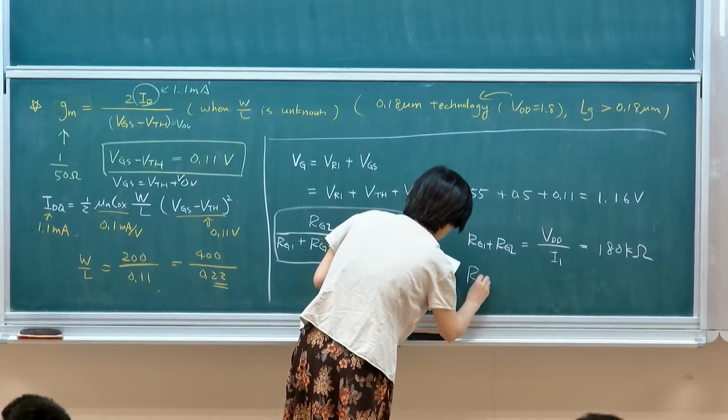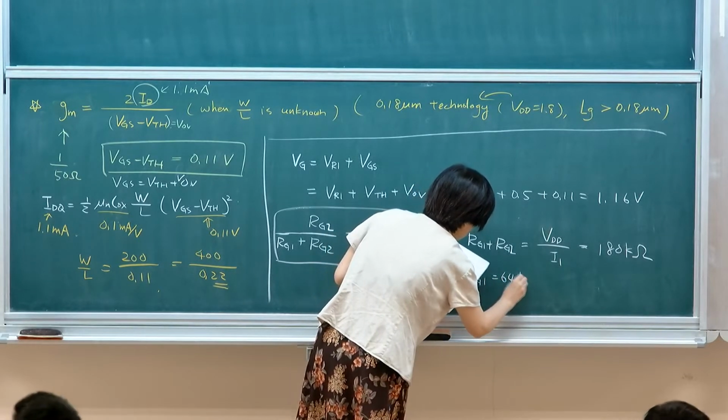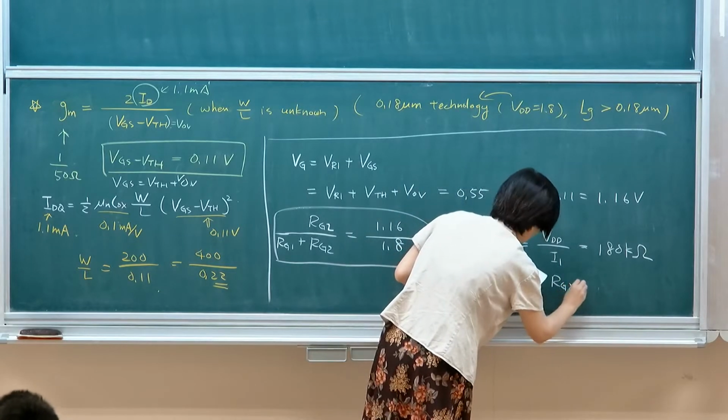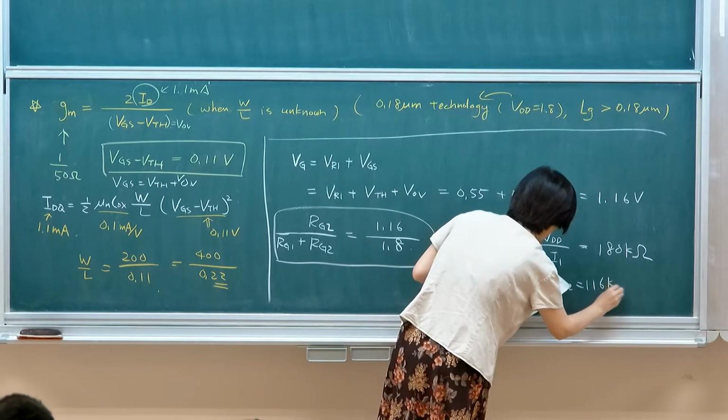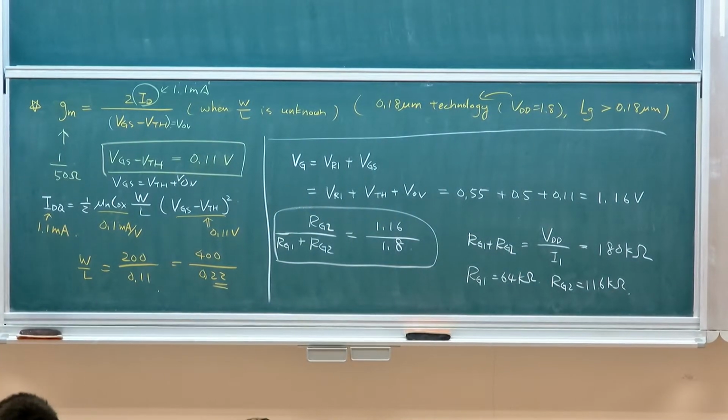Therefore, RG1 is 64 k, and RG2 is, you can do the exercise on your own. Did I get it right? Maybe. 180, right?